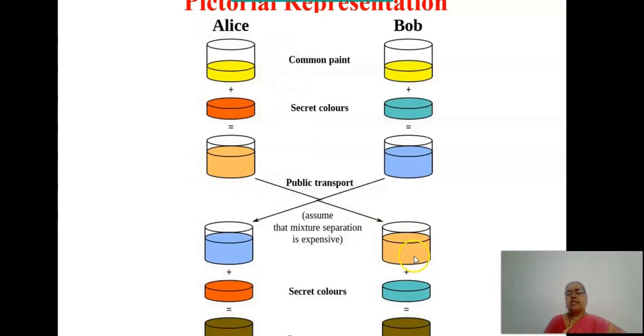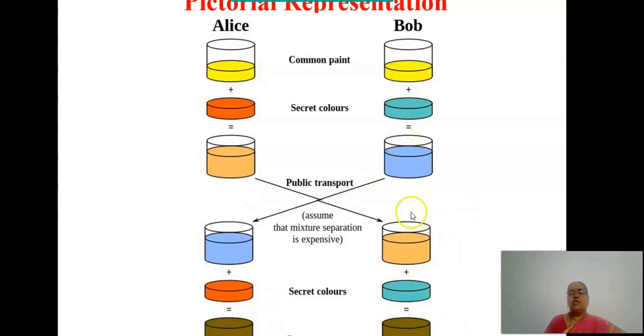So Alice will share the new color with Bob, and Bob will share his new color with Alice. Now with that received value, Alice adds her own private color and arrives at a new color. Similarly, Bob also mixes his own private color with the color received from Alice and arrives at the same new color, because this new color is the combination of the public color, which is known to both Alice and Bob, and Alice's private key and Bob's private key.